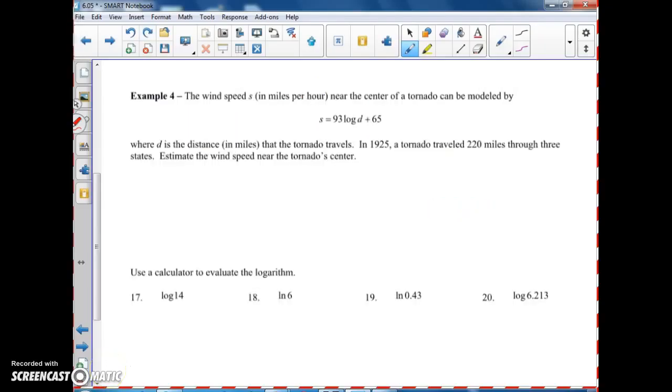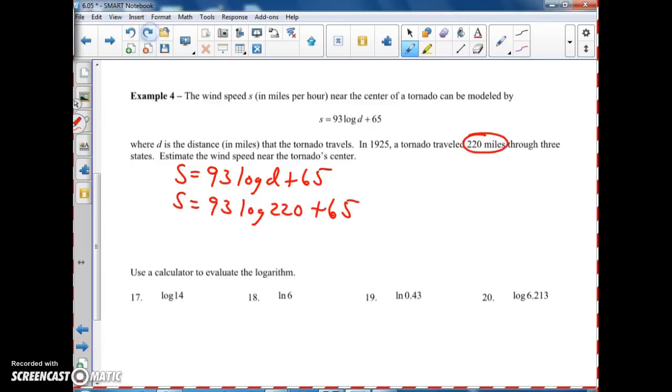Look what it says. The wind speed s in miles per hour near the center of a tornado can be modeled by this equation: s equals 93 log d plus 65, where d is the distance in miles that the tornado travels. In 1925, a tornado traveled 225 miles through 3 states. Estimate the wind speed near the tornado center. It's as simple as it can be. You put the formula on the board. What would you put the 220 in for? The d, the distance. We'll push that into the calculator and tell me what it equals.